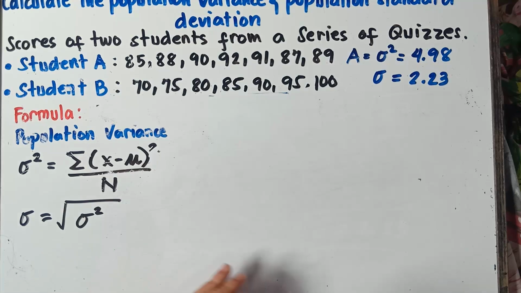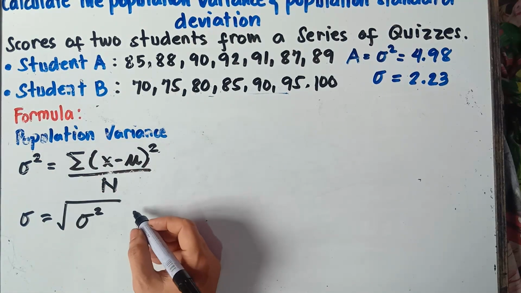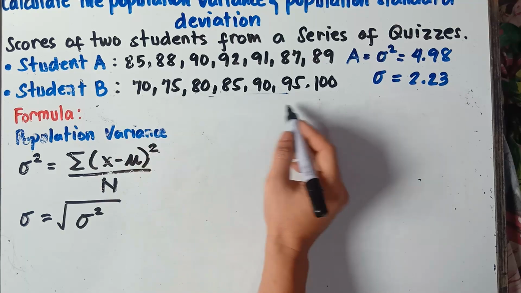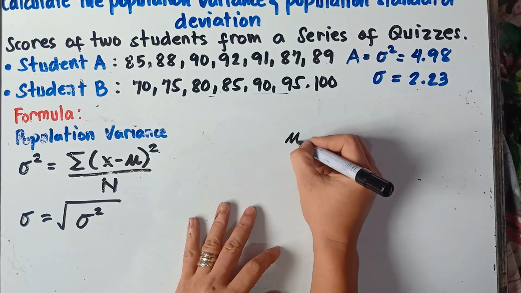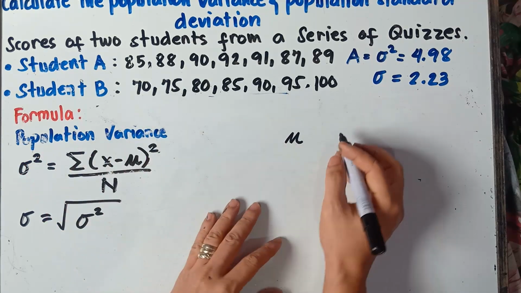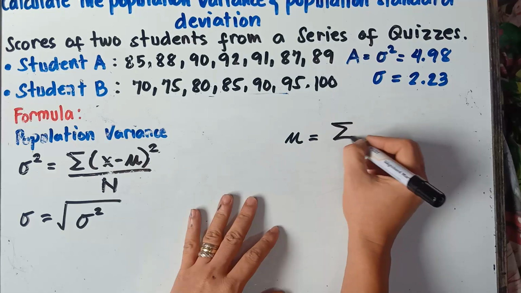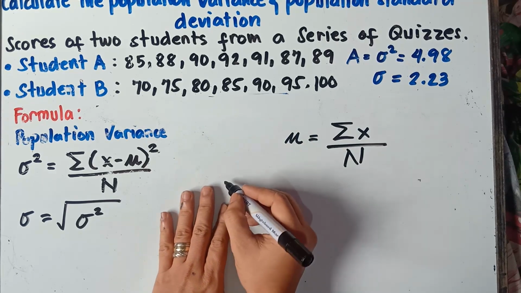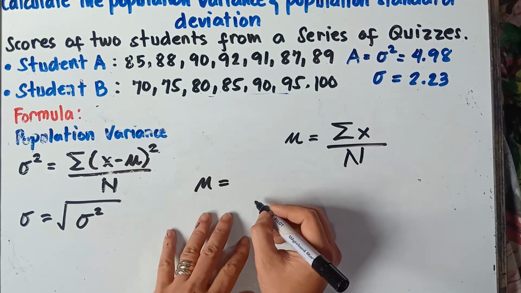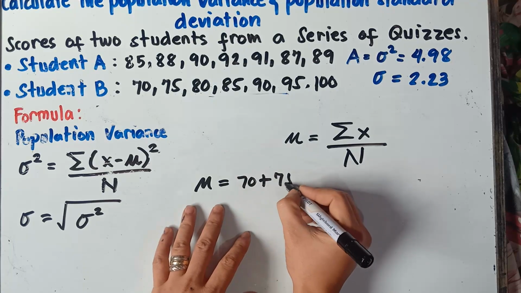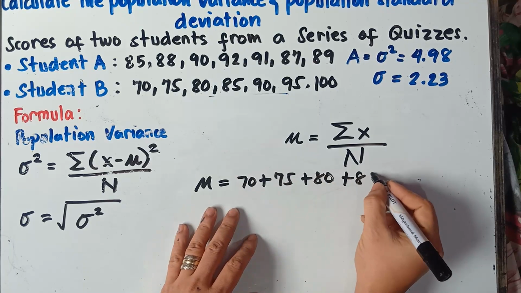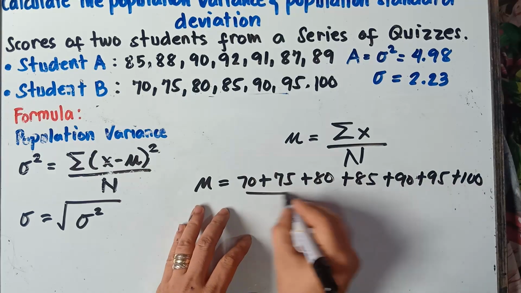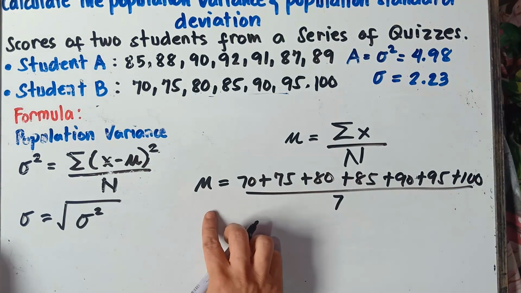Once again, class, first thing, you cannot solve for the population variance if you don't have the population mean. So let's start with student B. Simply add these up, divided by the total number of samples. The population mean is the summation of X, the sum of the samples divided by the total number of samples. So the population mean would be 70 plus 75 plus 80 plus 85 plus 90 plus 95 plus 100, divided by 7. Alright, let's do that.